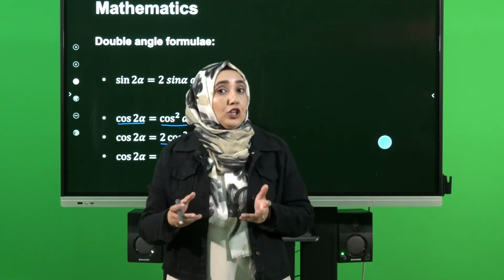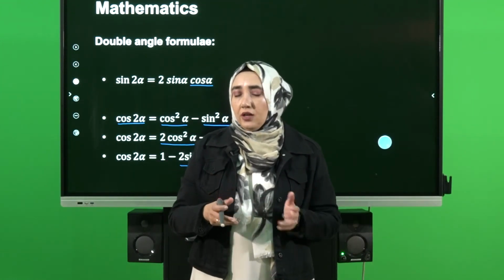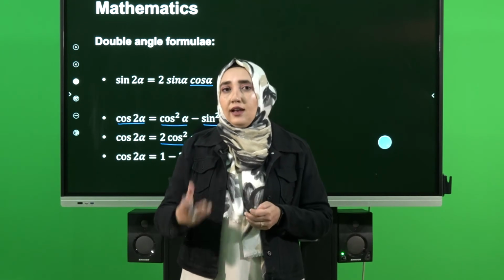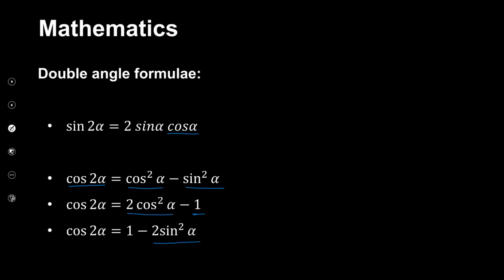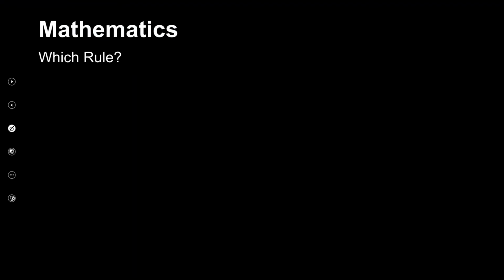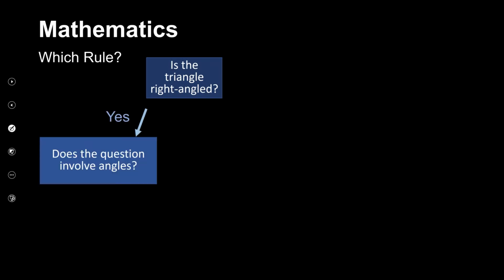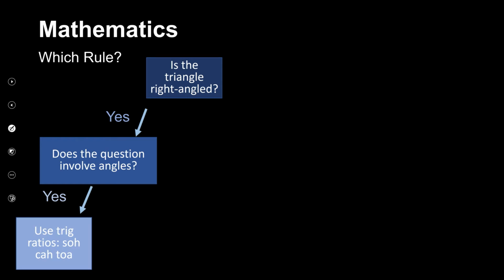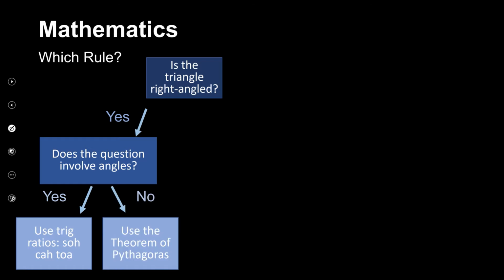Okay, can you remember which rule to use when? We've done this in the previous lessons. Let's do a quick recap. Again, if the triangle is right angled and if it involves angles, we're going to use trig ratios, sine, cos, and tan. And if it only involves using sides, then we're going to use the theorem of Pythagoras. So if it's angles, we're going to end up using SOHCAHTOA, and if there's no angles, we end up using Pythagoras. That's for right angle triangles.